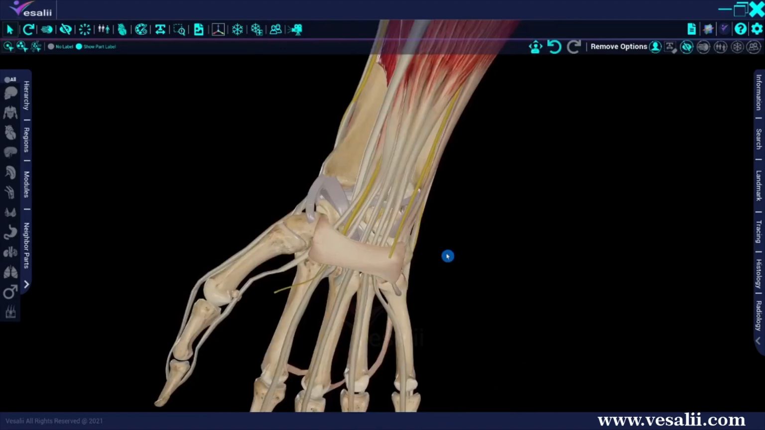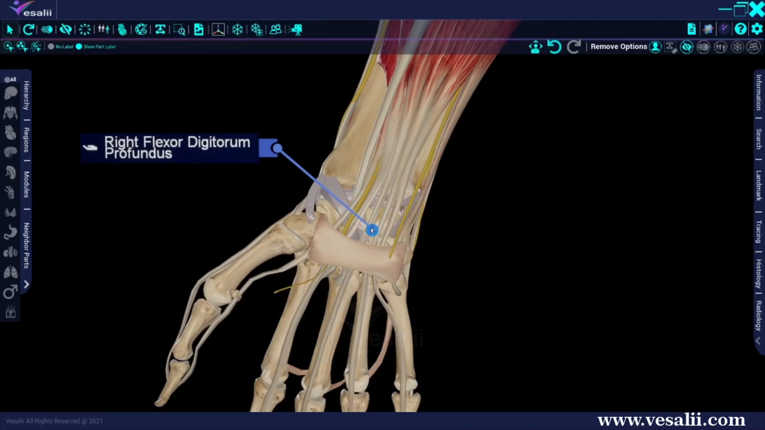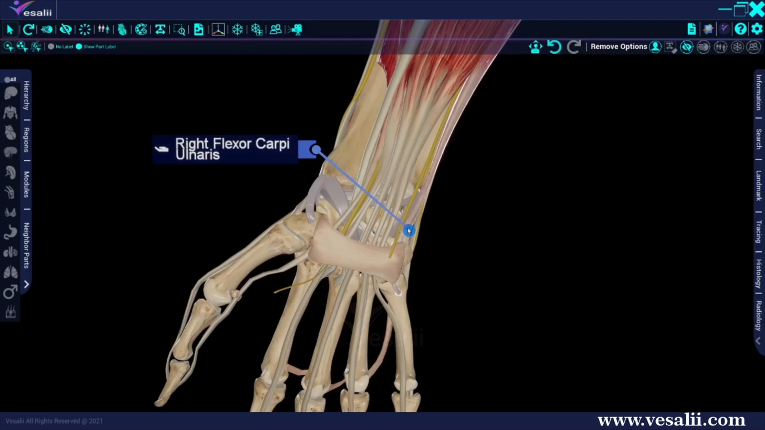Finally, let's look at the important relations of the wrist joint. The joint is related anteriorly to the tendons of flexor pollicis longus, flexor carpi radialis, flexor digitorum superficialis, flexor digitorum profundus, flexor carpi ulnaris, and the median and ulnar nerves.